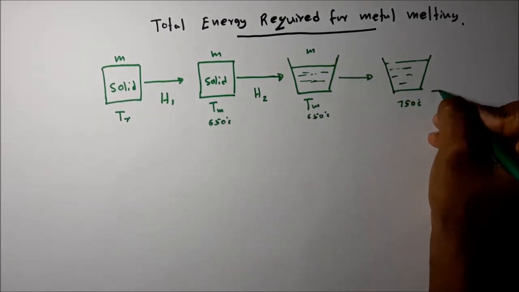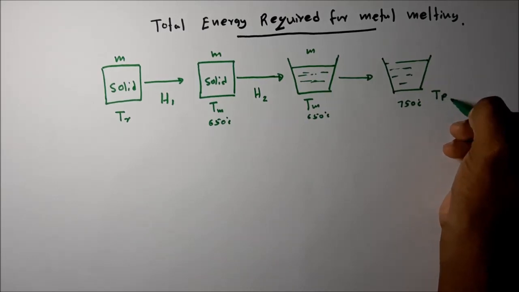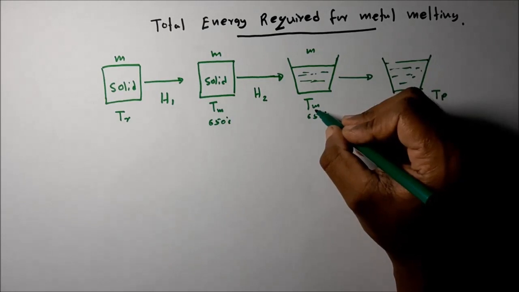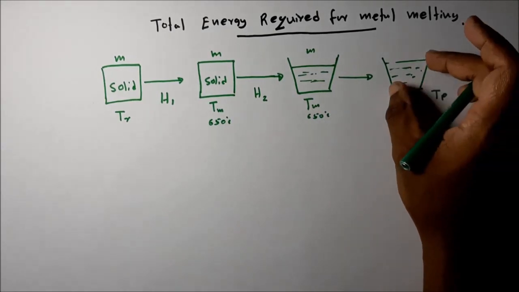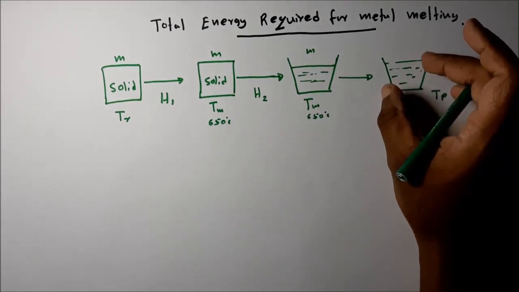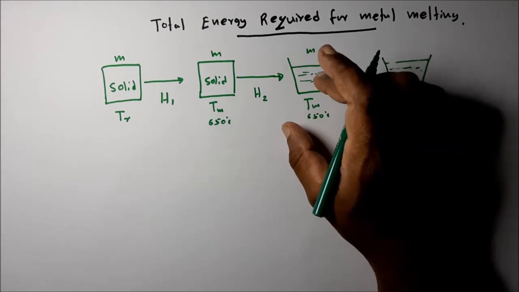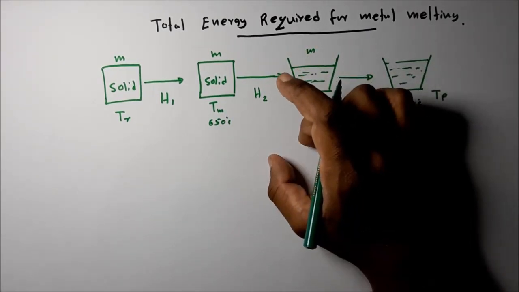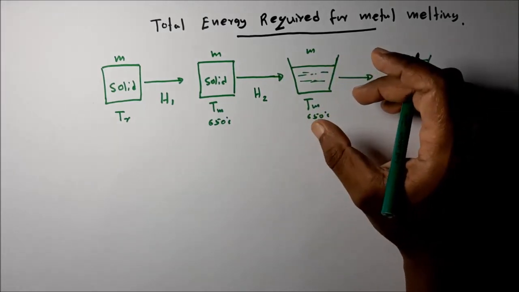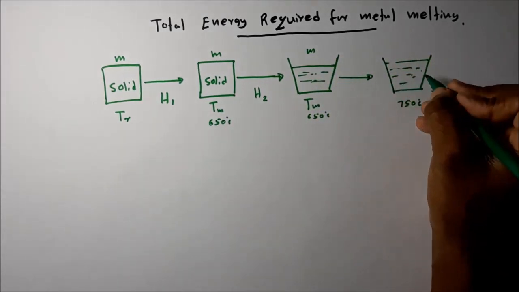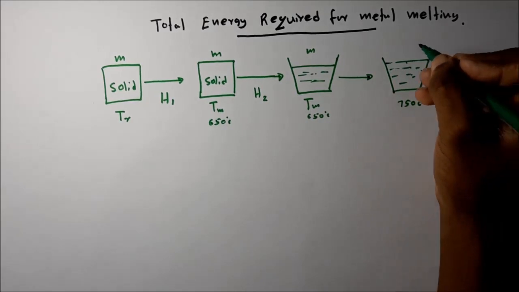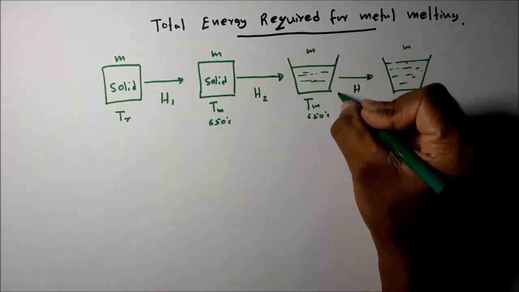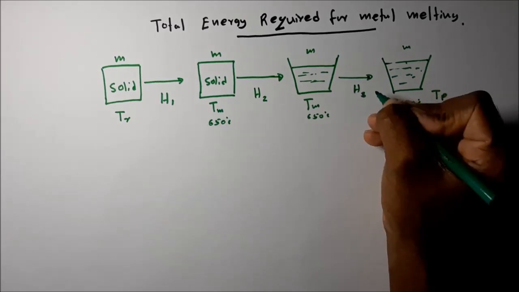Let's take this temperature as the pouring temperature TP. The pouring temperature is greater than the melting temperature because we need some elevated temperature for pouring. Otherwise, it immediately solidifies, so we can't pour the molten metal. So some elevated temperature is used. The energy given in this situation, let's take as H3.